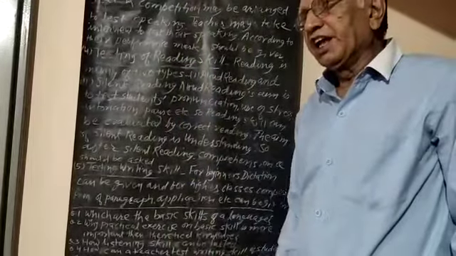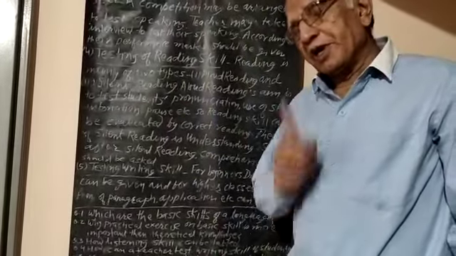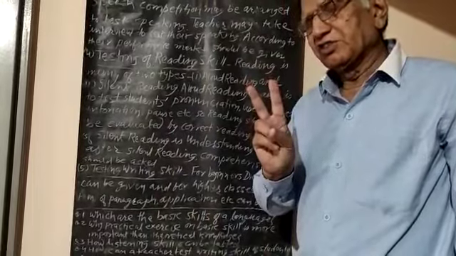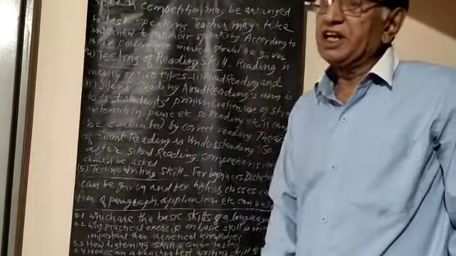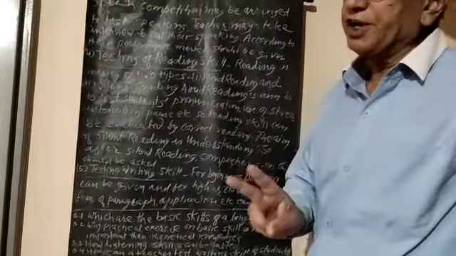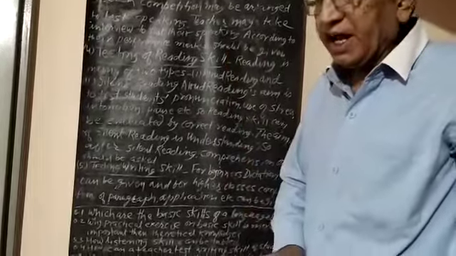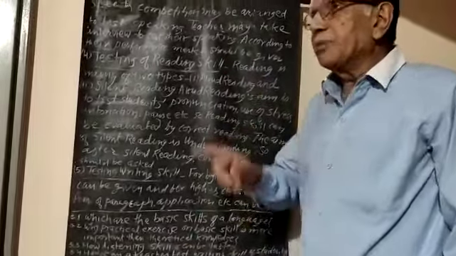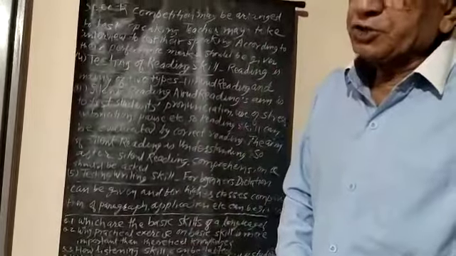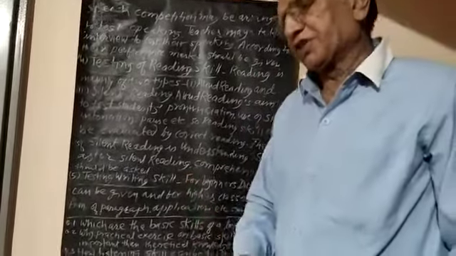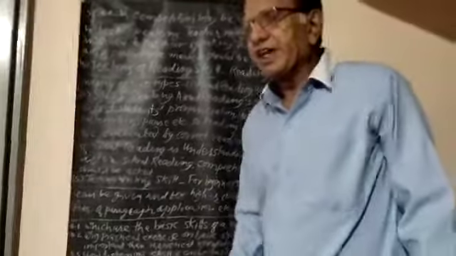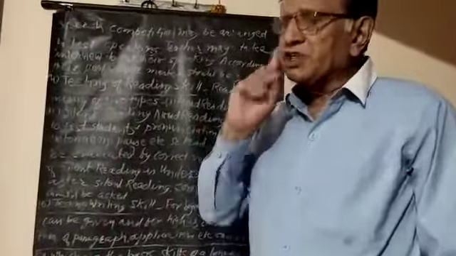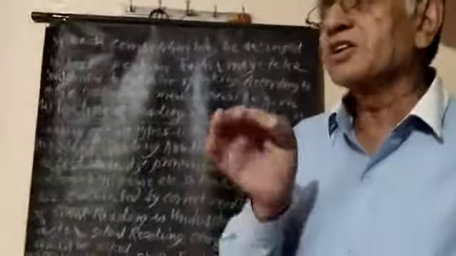Reading is mainly of two kinds. There are other kinds also, but mainly it is of two kinds: aloud reading and silent reading. The aim of aloud reading is to check the pronunciation, and the aim of silent reading is to check the understanding.